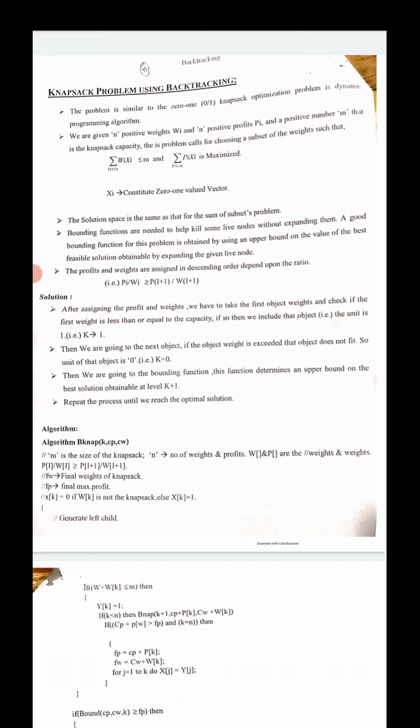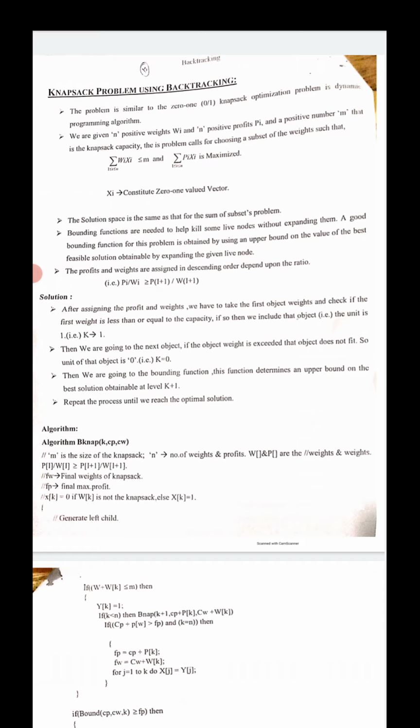In this knapsack problem, by using backtracking, we are given n positive weights wi, n positive profits pi, and a positive number m. That is the knapsack capacity, the bag capacity. The problem calls for choosing a subset of the weights.